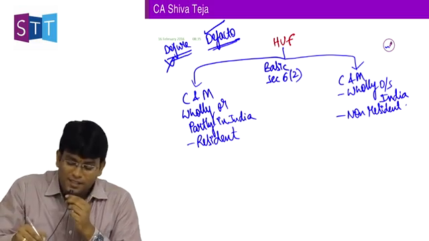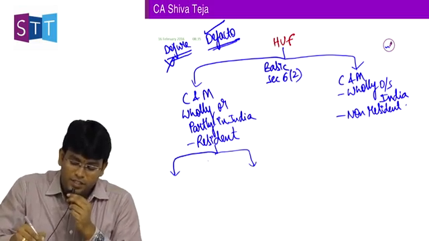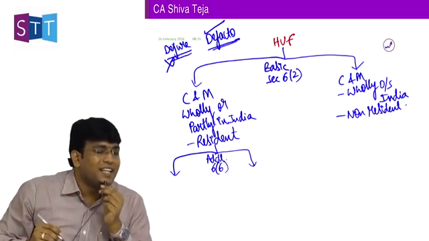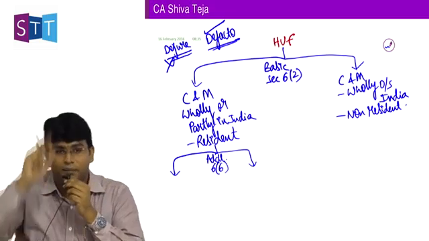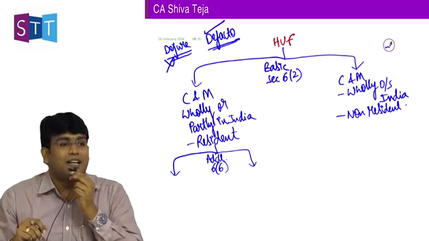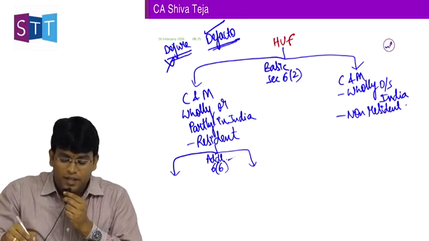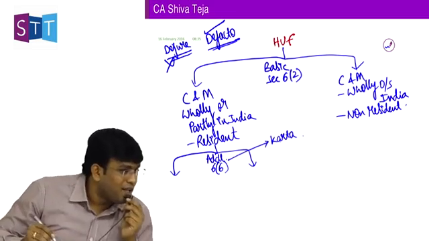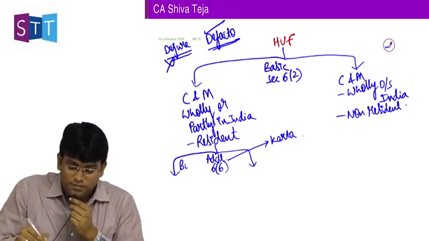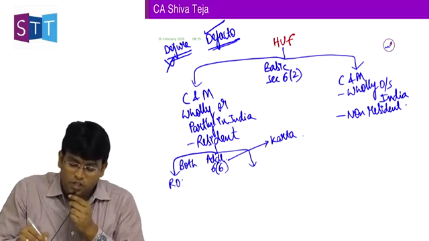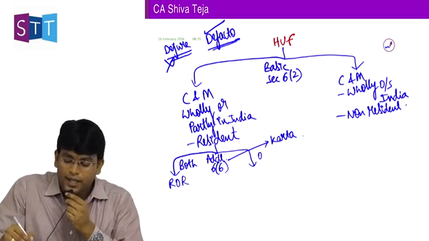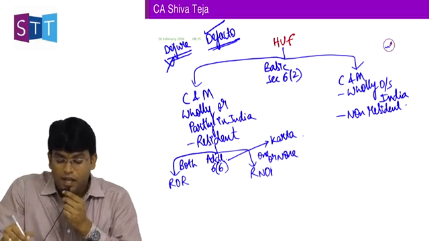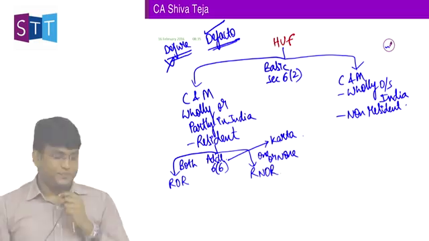Now, once non-resident, story is over. Once resident, we will look at additional conditions, which are given in section 6(6), same as individual: resident in at least 2 out of 10 previous years and 730 days or more during last 7 years. And in HUF case, this should be satisfied by the Karta. If he satisfies both, we call HUF as ROR. Any one or none, we call HUF as RNOR. Simple.